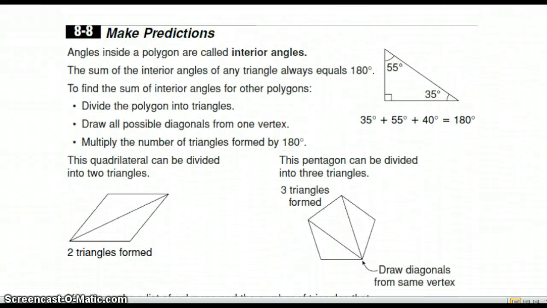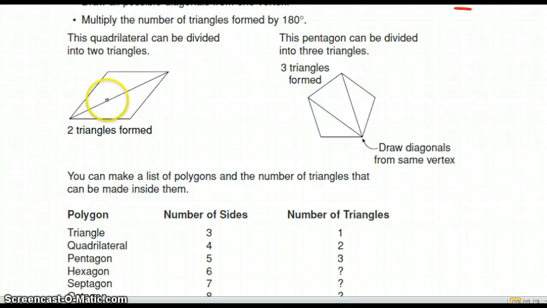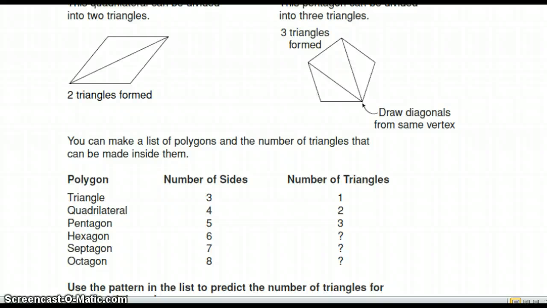So let's do some more practice with that. Angles inside a polygon are called interior. 55, 35, and of course that would be 90. And it will always equal 180. So a quadrilateral formed 2 triangles. A pentagon formed 3 triangles.